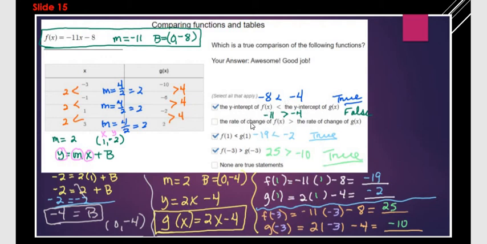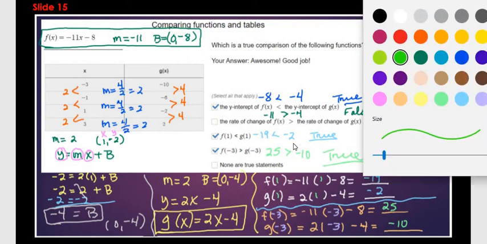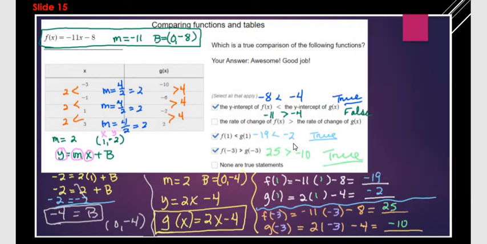Look at this one. We're going to compare the rate of change. So I'm going to look at this right here, and I see a negative 11, so I'll put a negative 11 here. The rate of change and slope are exactly the same thing. The rate of change, or the slope, of g of x right here is 2. I need to change that, because I put the wrong thing. So just a second. This right here should be 2.